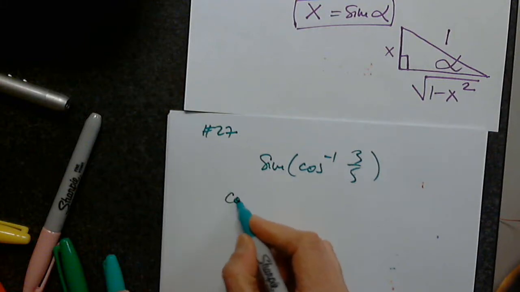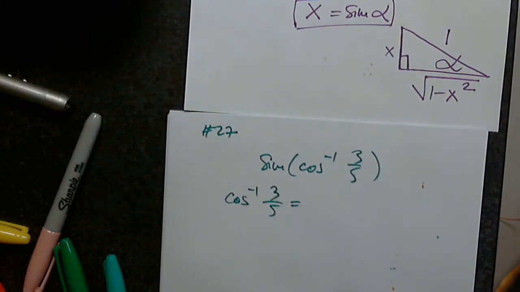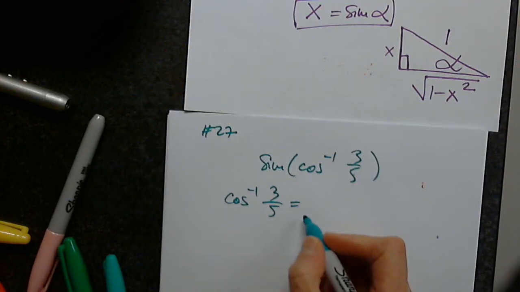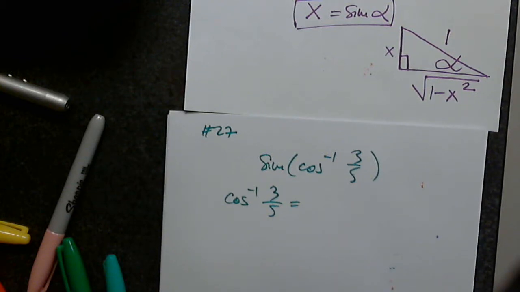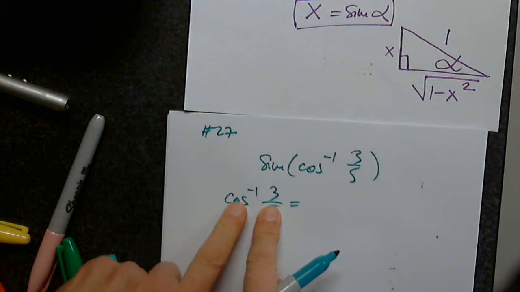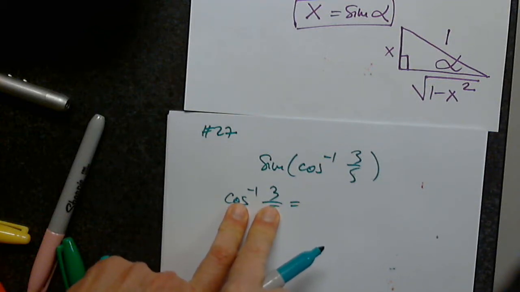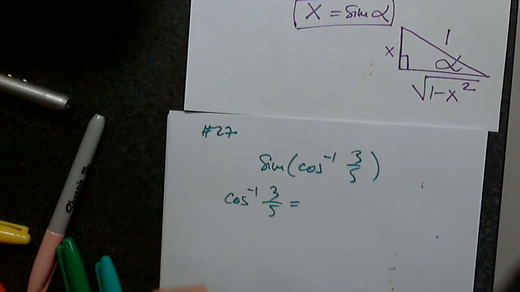So I have cosine inverse of 3/5. What does that mean? What does it represent? Let's take it slowly. What is this that I can plug in cosine inverse? Okay, cosine is applied to angles. Yeah, right. What do I get as the output?